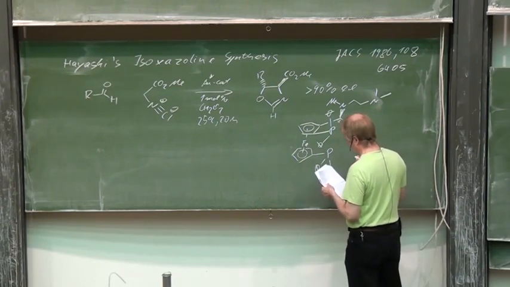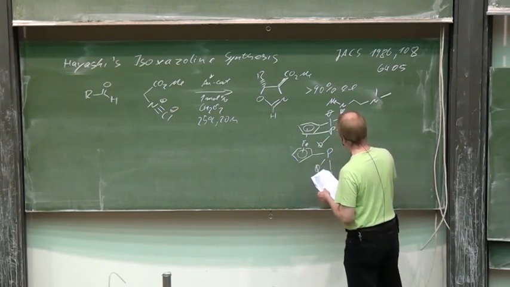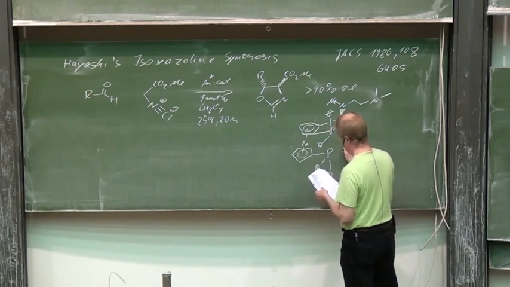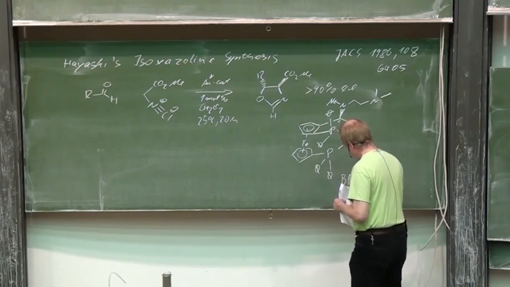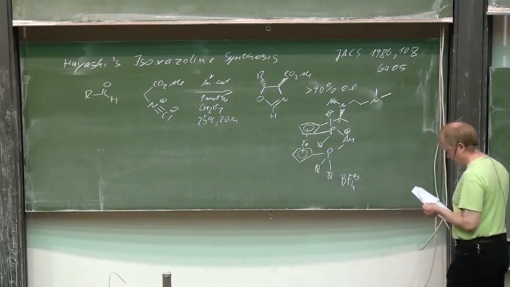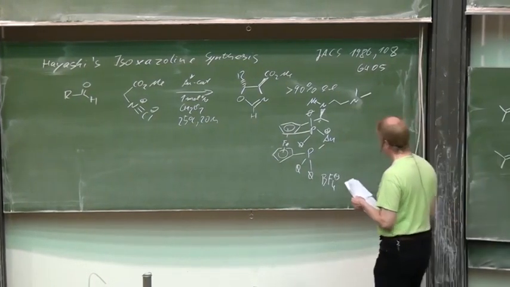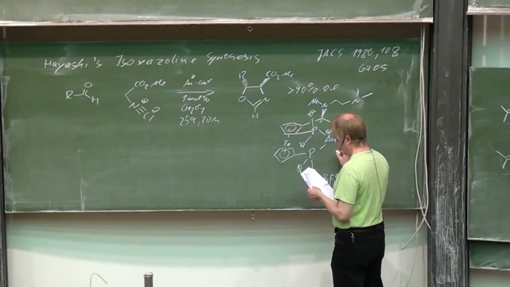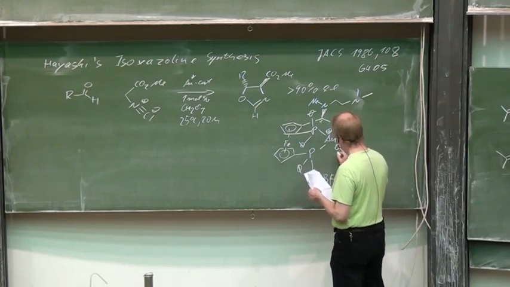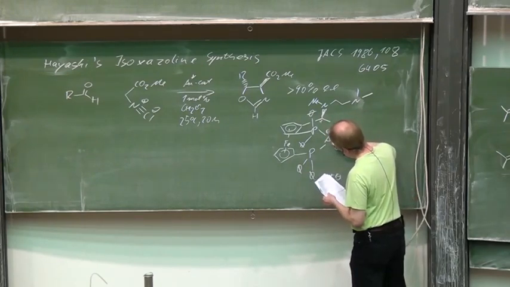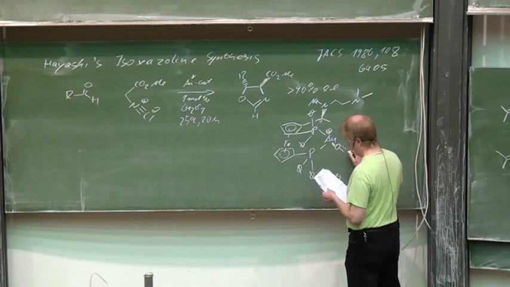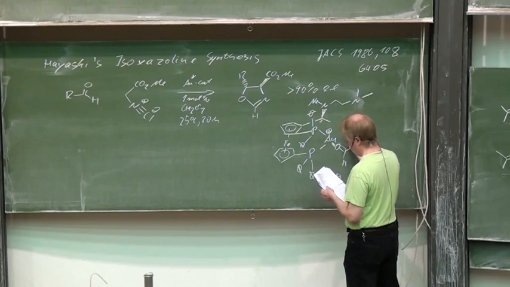Well, a cationic gold complex is the intermediate with a tetrafluoroborate counter anion. That cationic gold coordinates both the carbonyl oxygen and the isonitrile carbon.